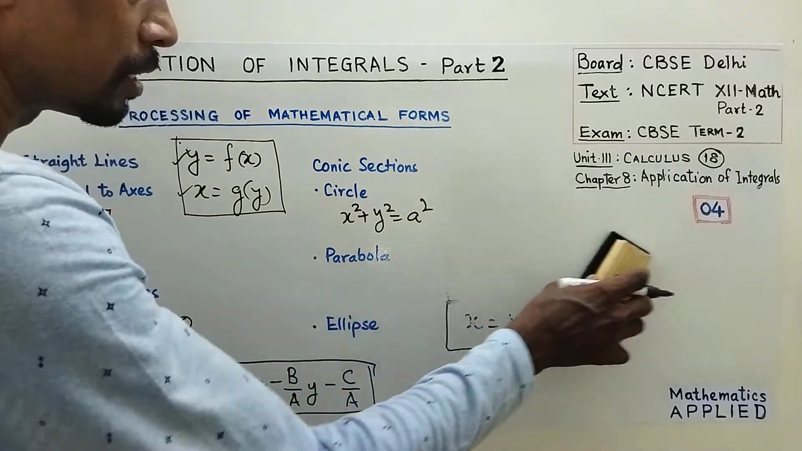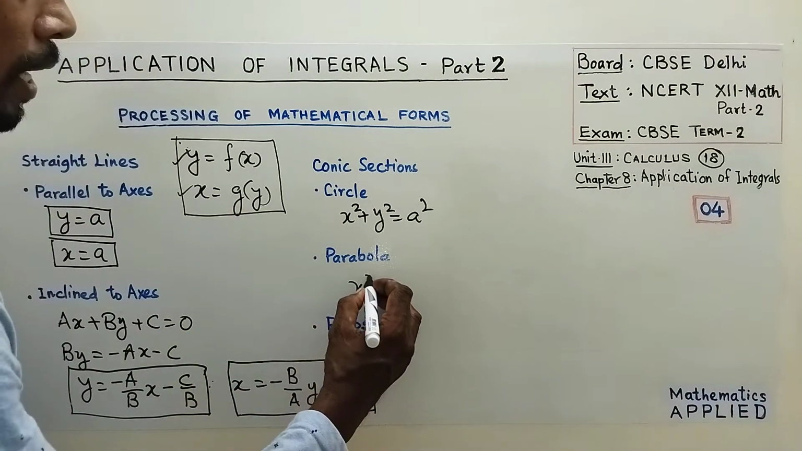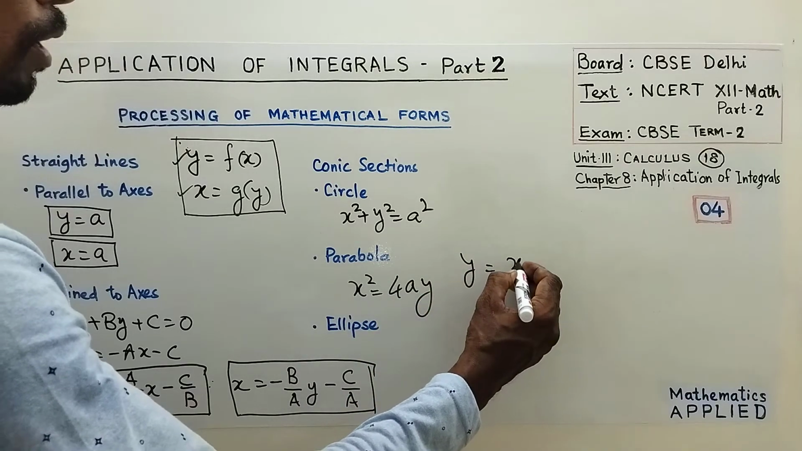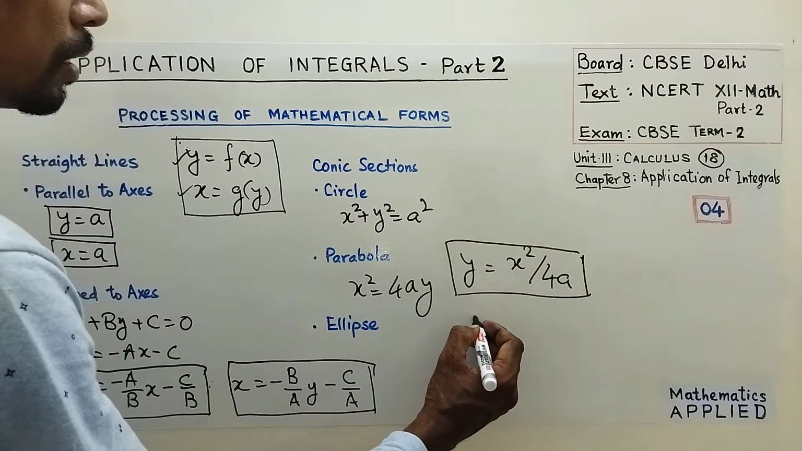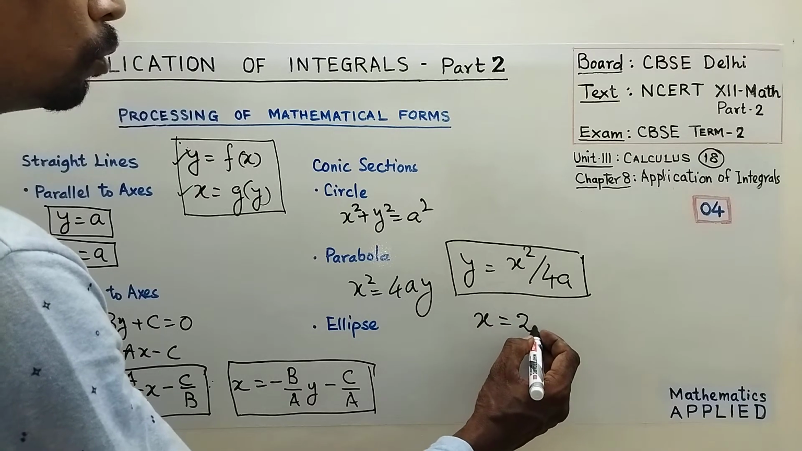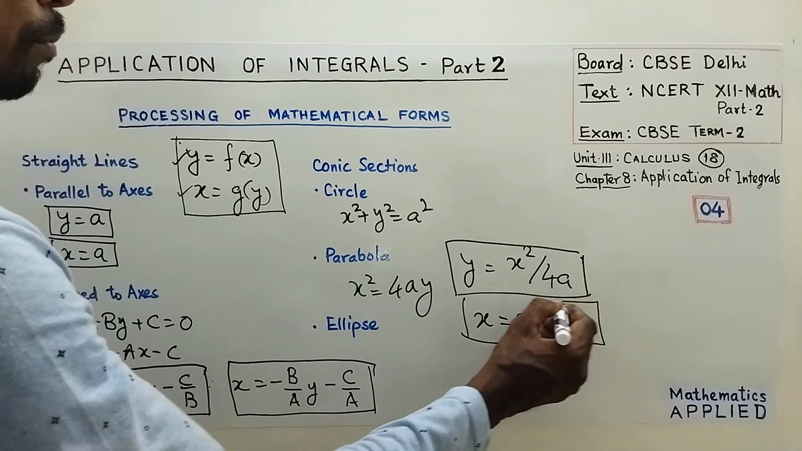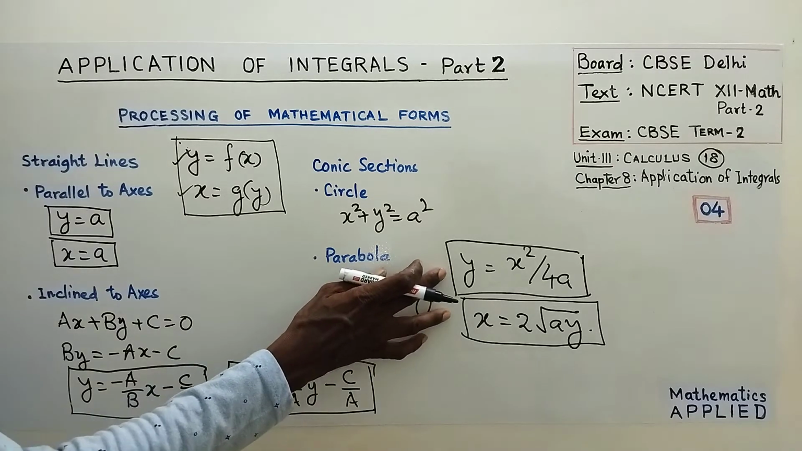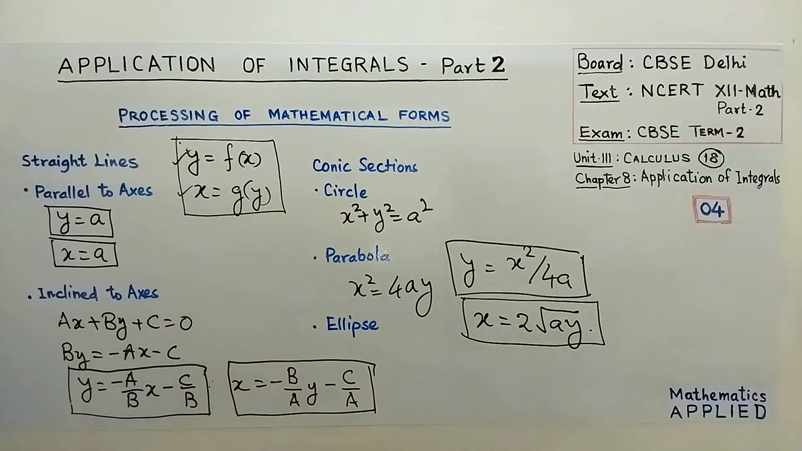Now if the parabola changes, I have a parabola facing the upper side, that is x square equals 4ay. Now what is the equation? y will be equal to x square by 4a. This is my first processed information. Then x equals 2 root over ay, right? That is my second processed information. Now this is the processed. So we have got 4 for parabola, we got 2 for circle, and here we have got 2 and we have got 2 here.